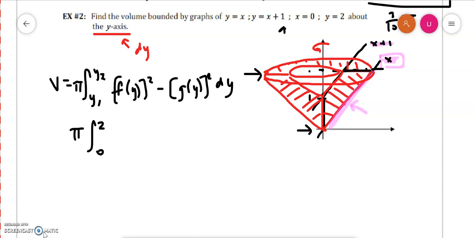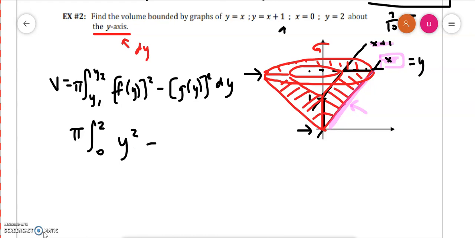Now, the other thing we need to do is these are dy's, so we can't write x here. We need everything to be in terms of y. So remember, this equation was x equals y. So instead of writing x, we could write y and have that be the same thing. And remember, we need to square it because this is a radius squared.